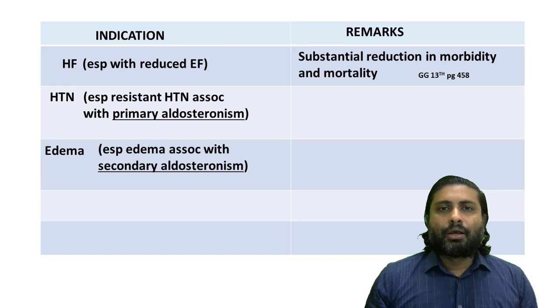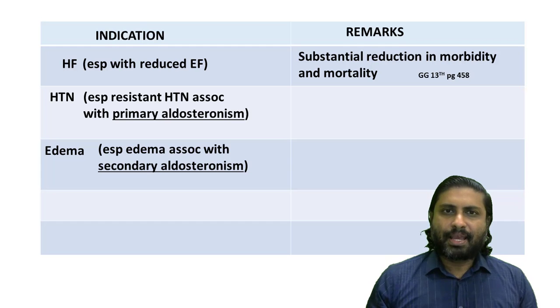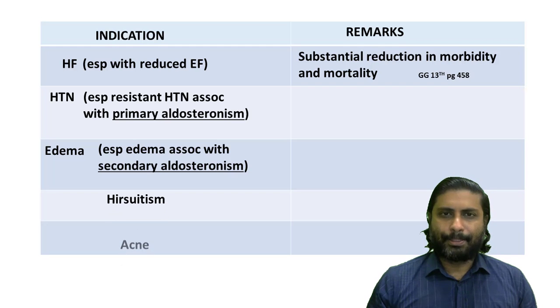Okay, so these indications, heart failure, hypertension, and edema, may be explained by the action of spironolactone on the mineralocorticoid receptors. There are two other indications of spironolactone that can be explained by its effect on the androgen receptors, and they are hirsutism and acne.